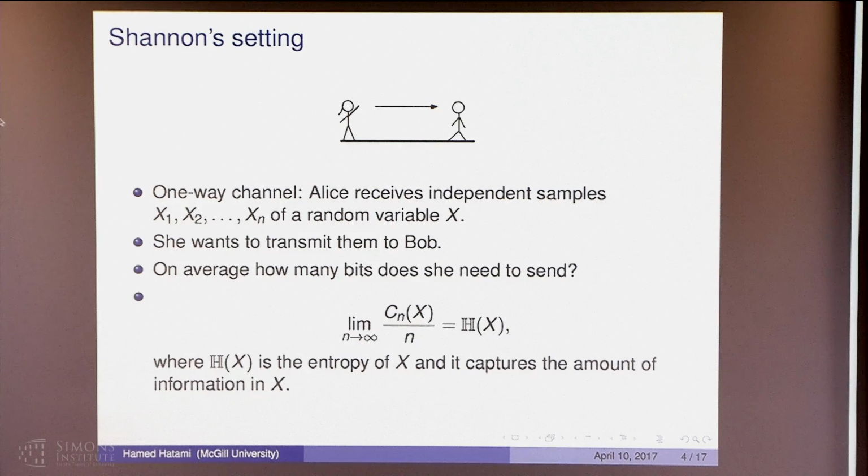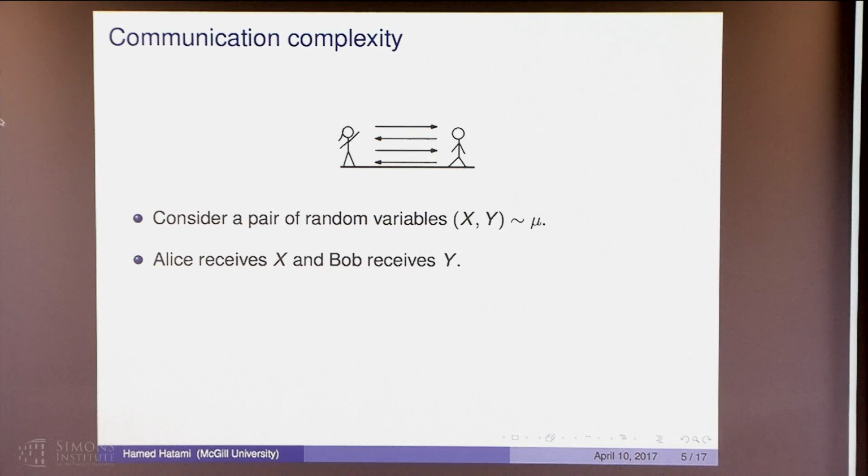All right, so that's Shannon's setting. Now, in Shannon's setting, Bob is quite passive. He's just sitting there waiting to get this message and decode it. In communication complexity, they're allowed to interact. So Alice sends a message, Bob sends something back. And let's say we have a distribution on these inputs.